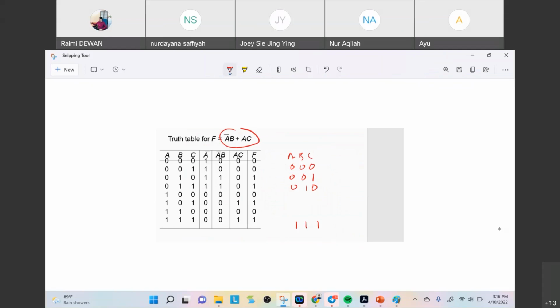So you can use it like this, you can separate like this, or you can use F directly. Depends on you. Okay, this one you can use or not, depends on you.